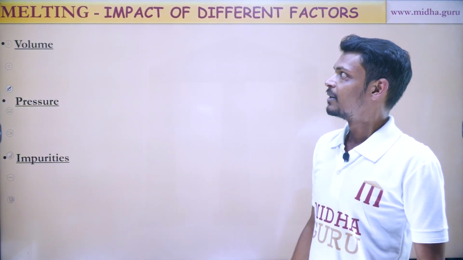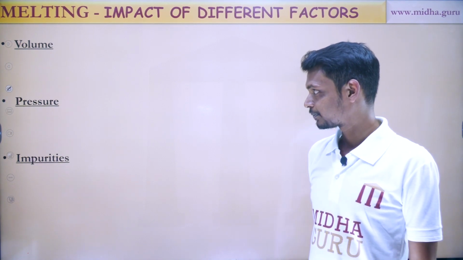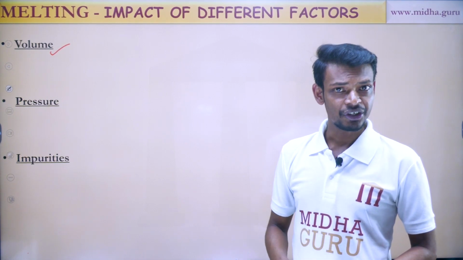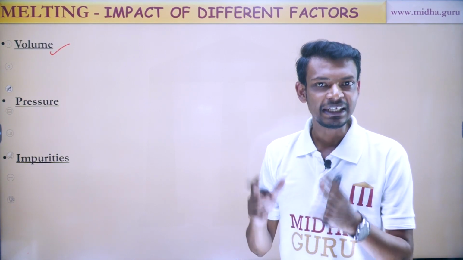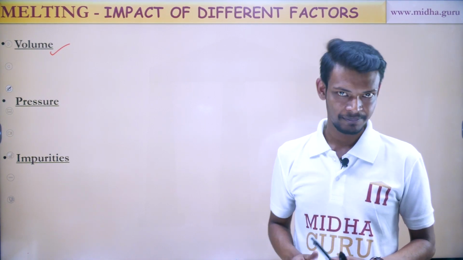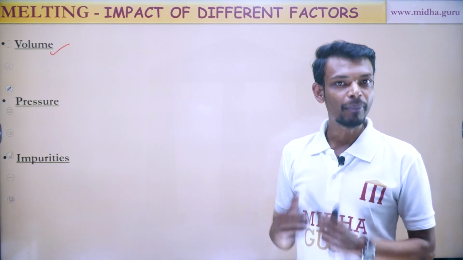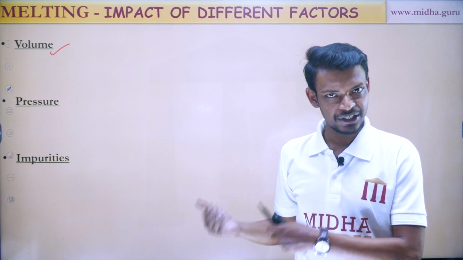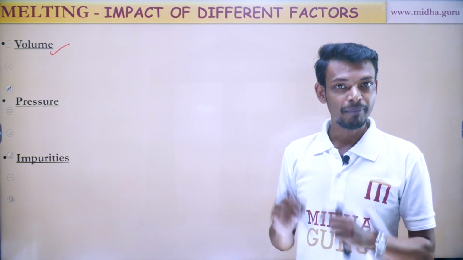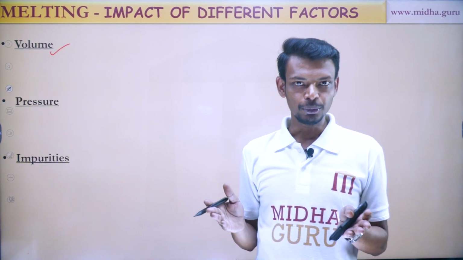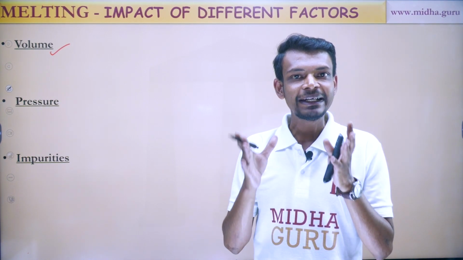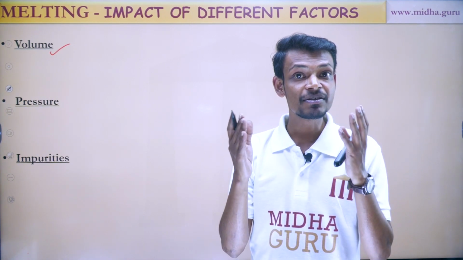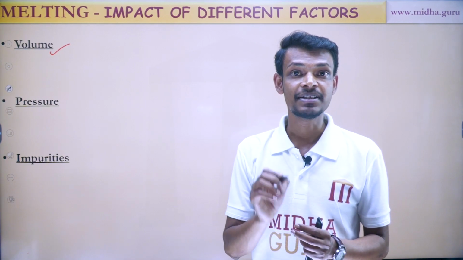Now, we have factors which impact melting. The first factor is volume. We know that when a substance melts, the volume generally increases. But here we have an anomaly when it comes to water. At 0 degrees Celsius, when water melts, instead of an increase, the volume of the melted water actually decreases. In other words, the volume of ice is more than the volume of water at 0 degrees Celsius.